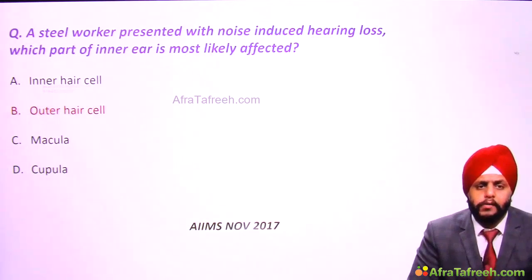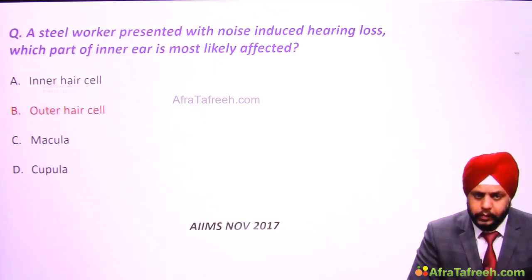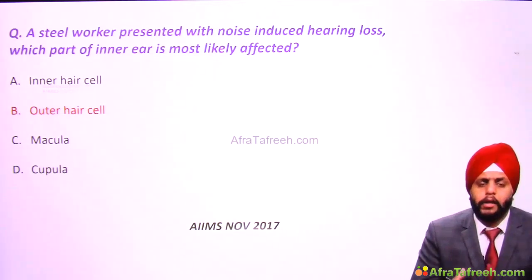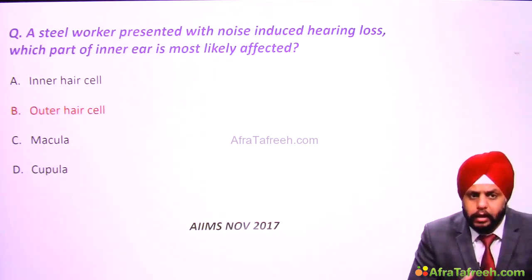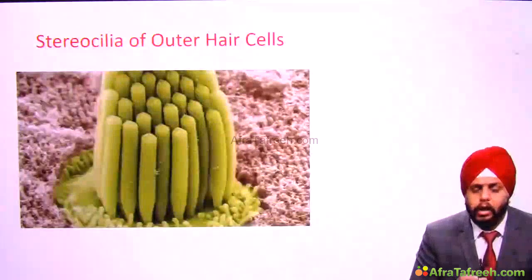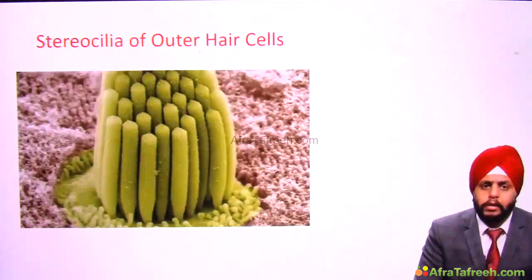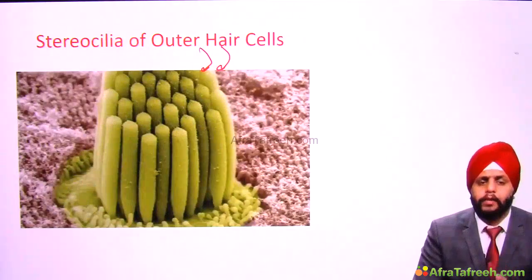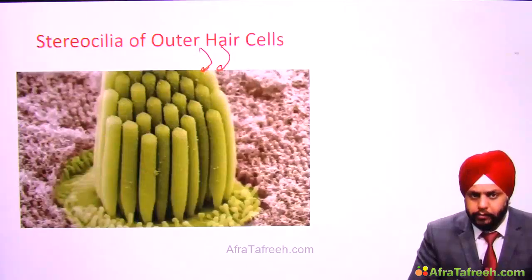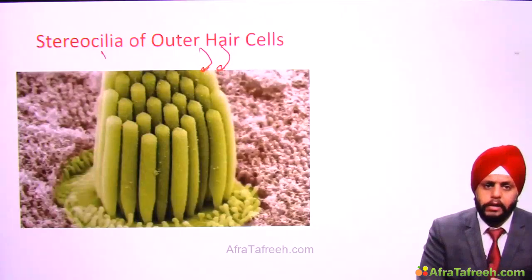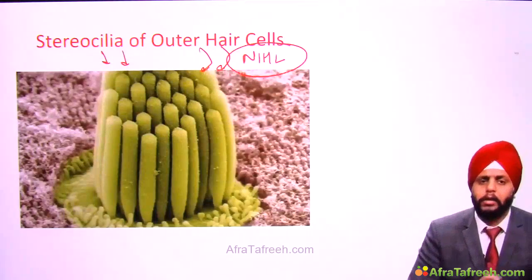We know it is the outer hair cells. Remember, on the outer hair cells there are hairs known as stereocilia. These stereocilia of the outer hair cells are the first to be affected by acoustic trauma, noise-induced hearing loss. So remember, these are the first to be affected in noise-induced hearing loss.